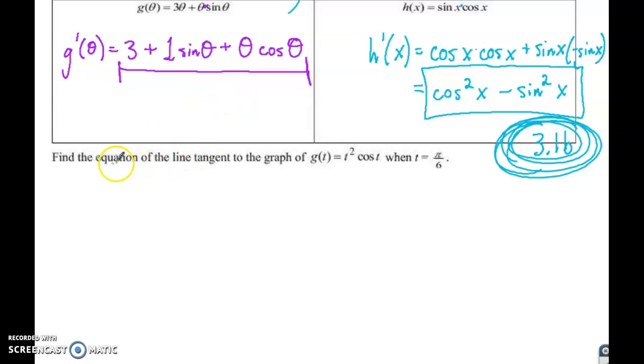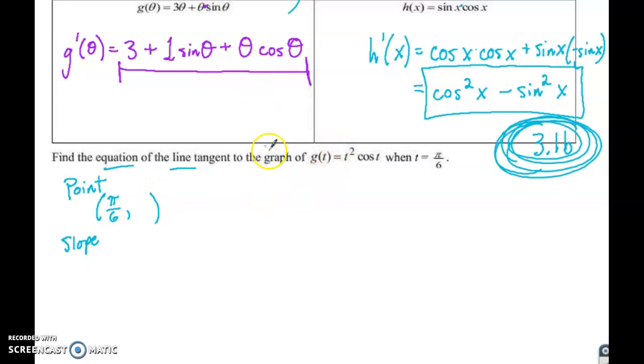Because now we're asking you to find the equation of the tangent line. So don't forget, for the equation of the tangent line you need the point and the slope. Well, they give you part of the point. They give you the t value as pi over 6. But what you need to figure out is the y value.